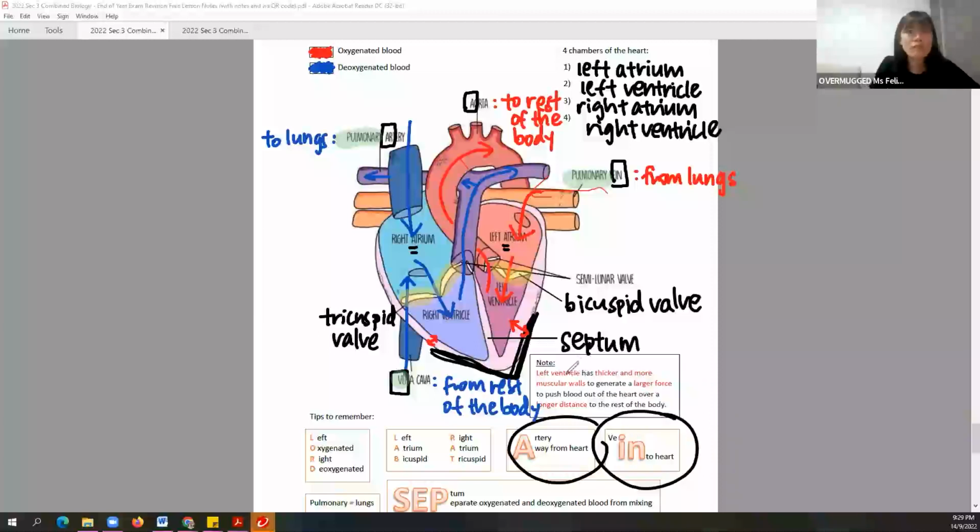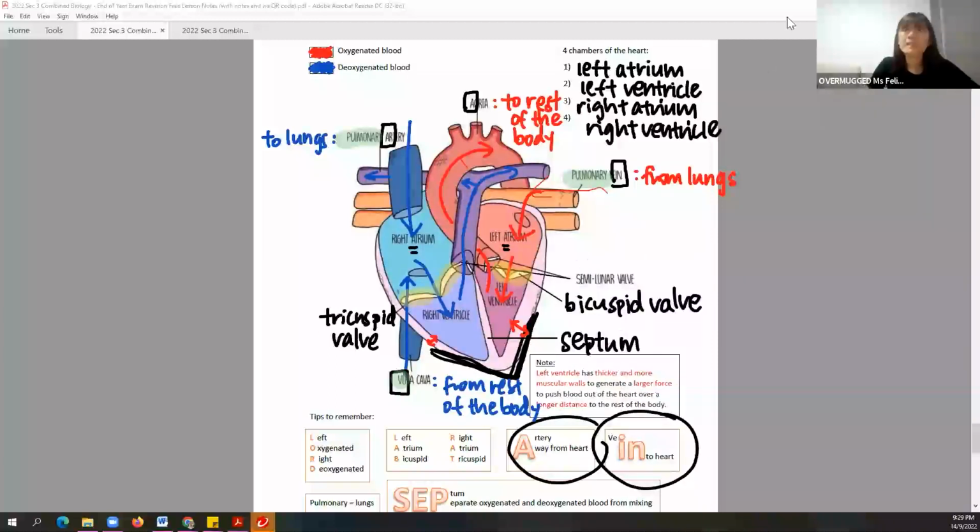So take note that you need to have all the keywords in red to be able to get the full marks. When the teacher asks you, why is the thickness of the left and right different? Then this is the answer. So you must have every single keyword, okay? Must have the force, must have the distance also.